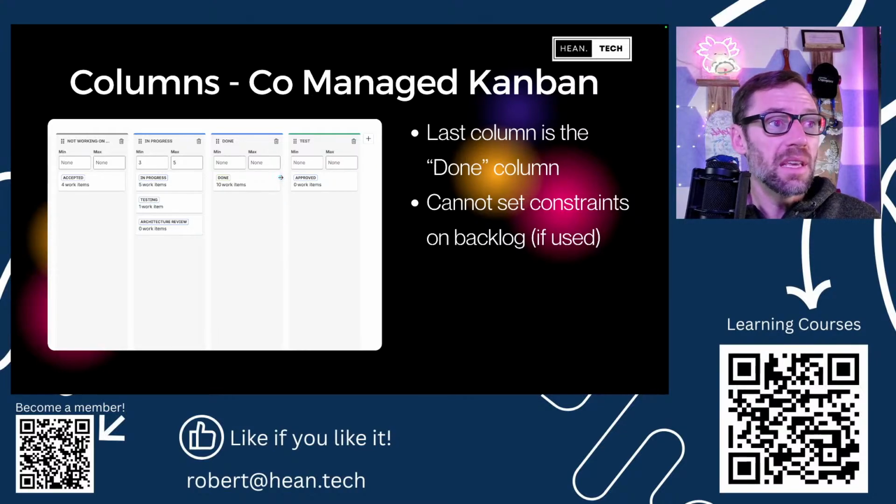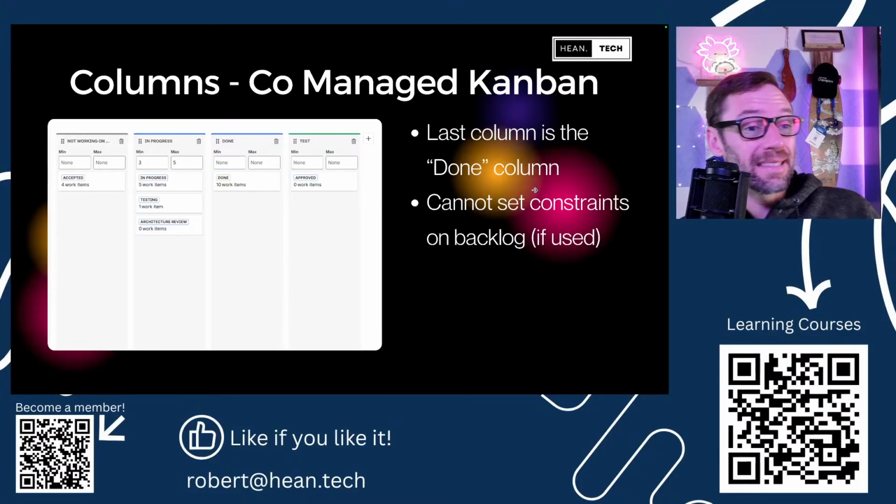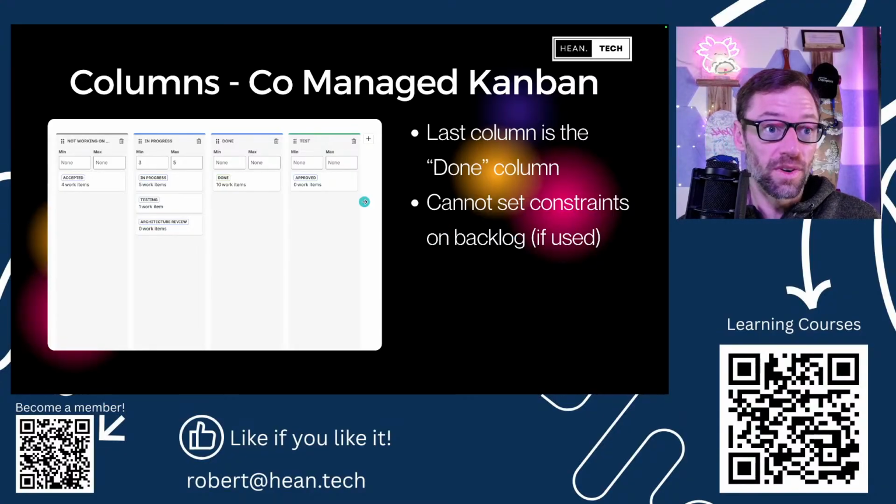Now, the columns in a company-managed Kanban board also look a little bit different. Or there's one big thing to know. We cannot set constraints on the backlog. So if we're using a Kanban backlog, constraints don't exist. And this makes sense because that's going to be everything. We don't want a maximum limit on the backlog because that's just everything we could possibly do. So it could be hundreds of items, and typically it just grows forever.